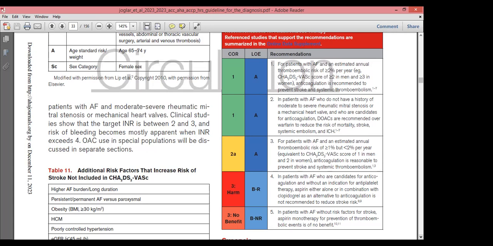Also, they said this is actually class 3 and is harm. Then also class 3, no benefit, in patients with AF without risk factors for stroke. Aspirin monotherapy for prevention of thromboembolic events is of no benefit. So a lot of us are guilty of this at times in clinic. Patients that have AF and don't have any risk of stroke, we give them aspirin. They have AF and they are low risk. Giving them aspirin to prevent thromboembolic events is of no benefit in them.